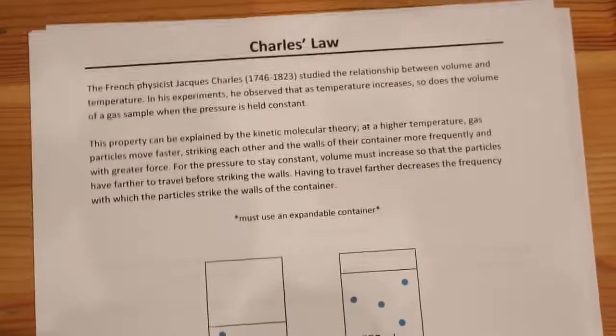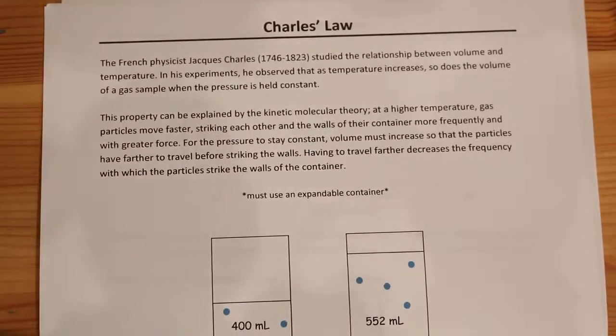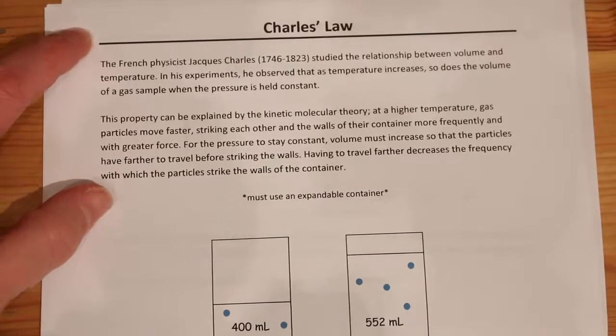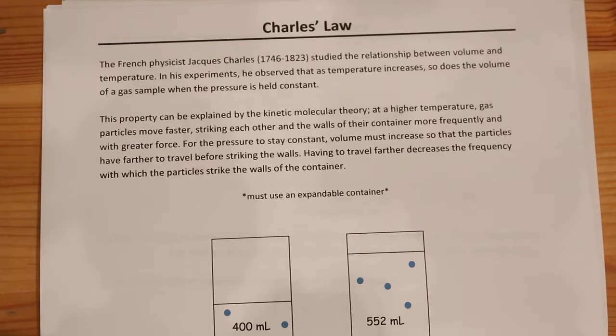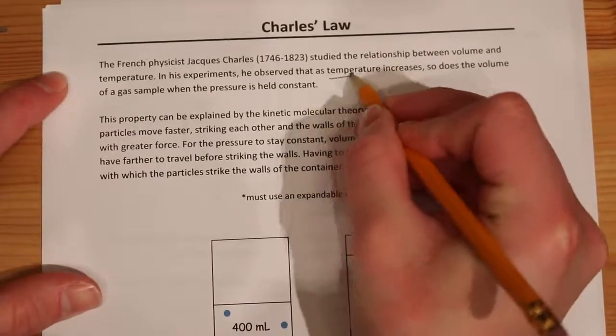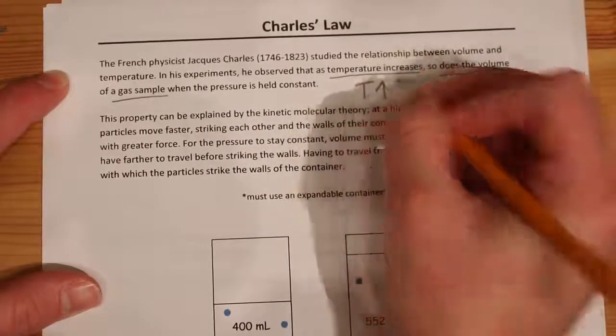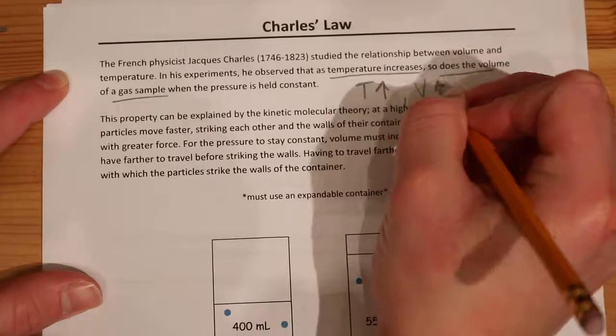Okay, so now we're going to look quickly at Charles's law. We've looked at Boyle's law already, and remember Boyle's law was that pressure and volume of the gas are inversely proportional. But to sum up the writing here in this blurb, this guy called Charles investigated the relationship between volume and temperature, and what he observed was that as the temperature increases, so does the volume of the gas. So as temperature goes up, he noticed that the volume also went up.